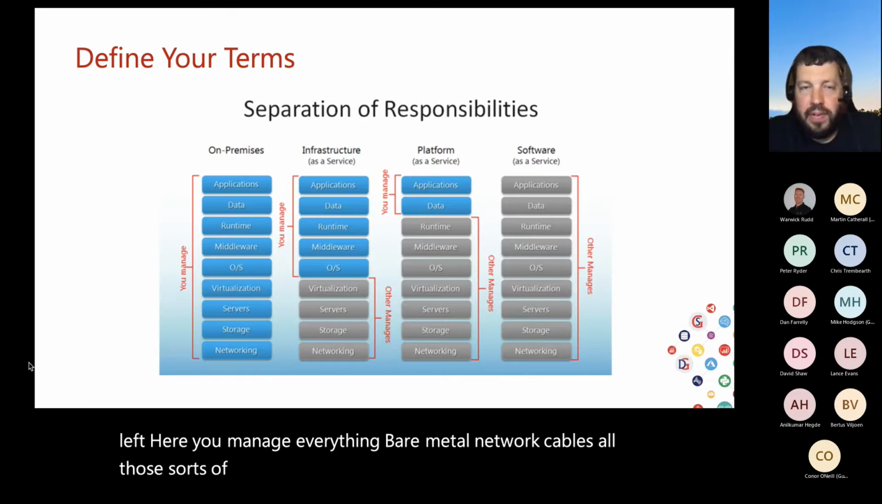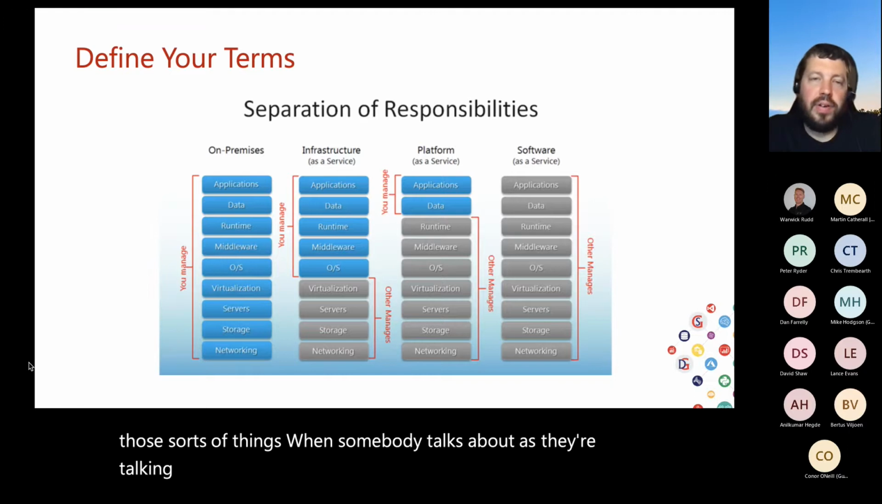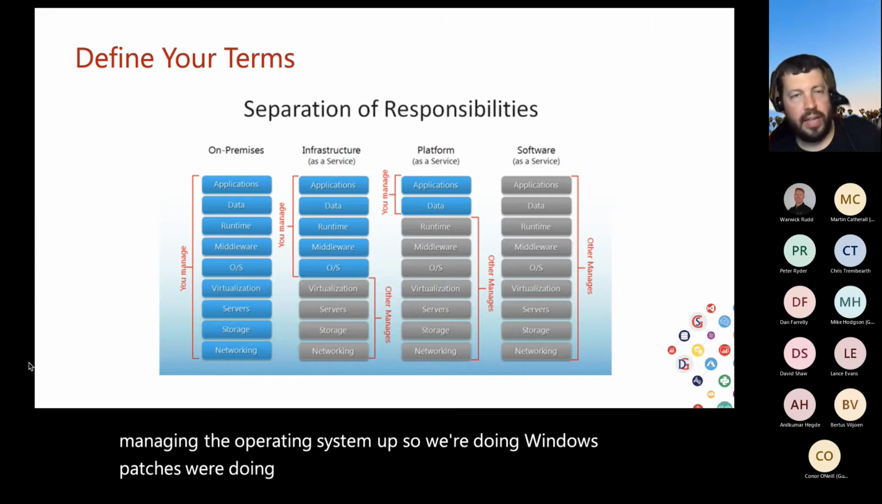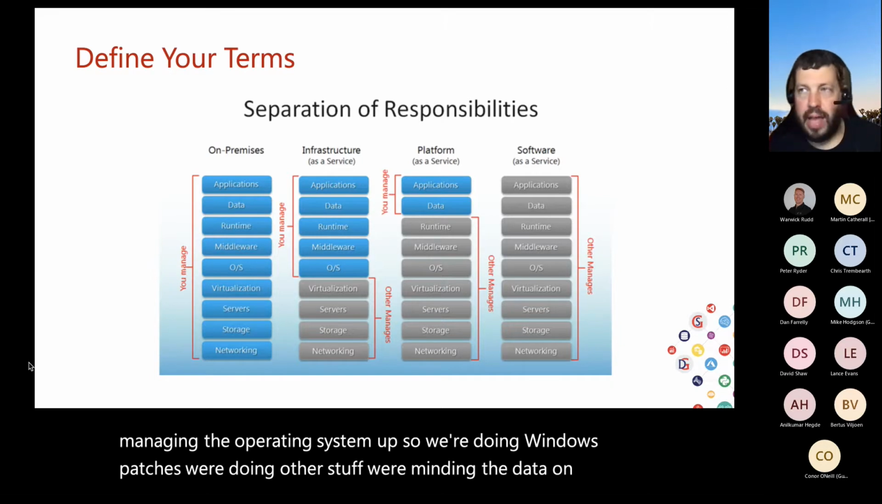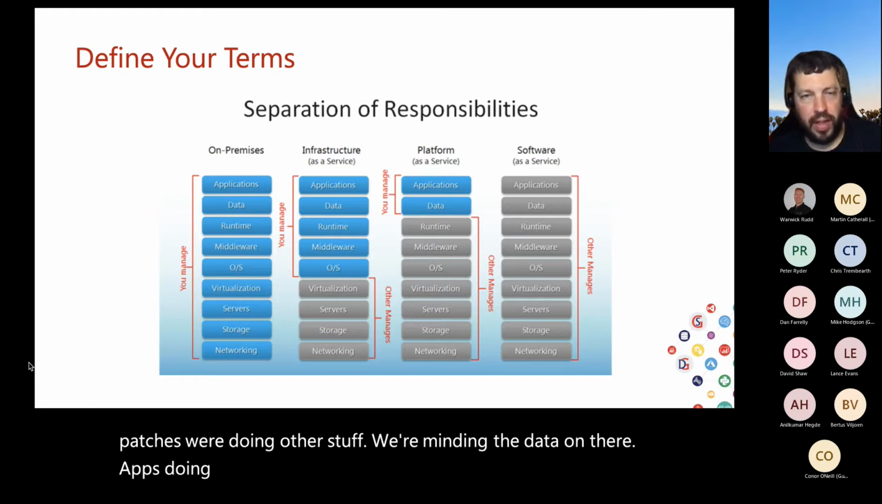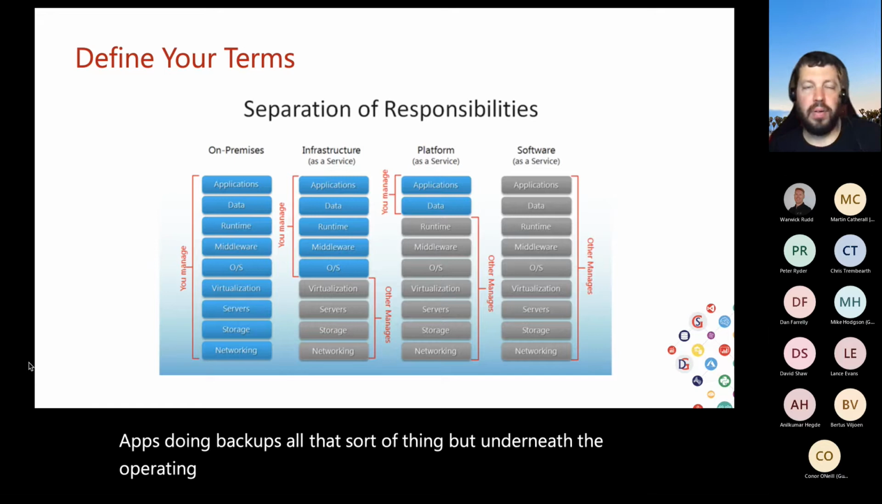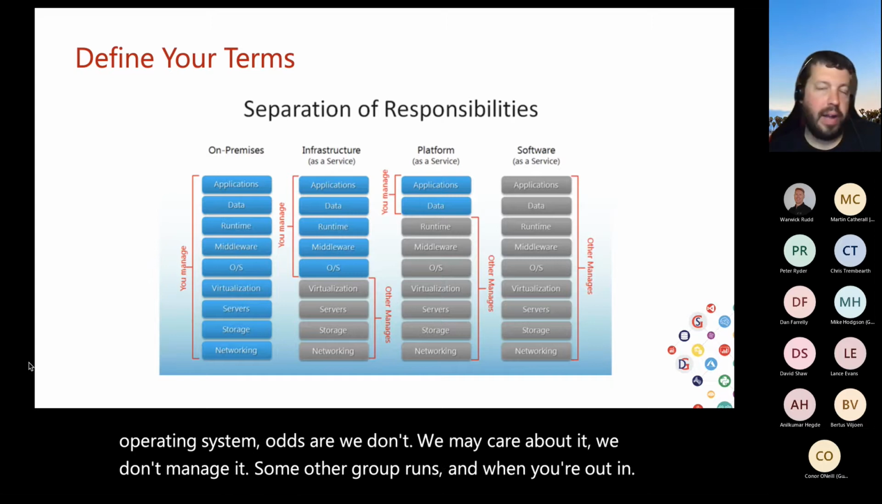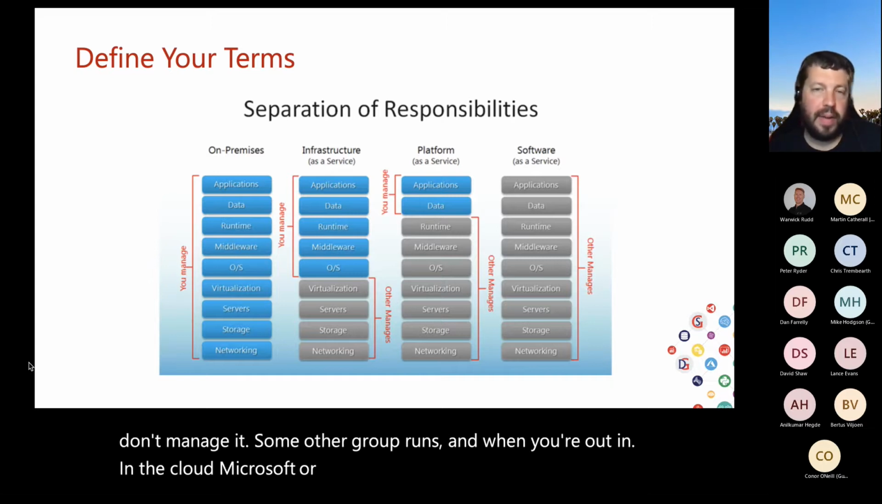When somebody talks about IaaS, they're talking about infrastructure as a service, and it looks like this. We're managing the operating system up. So we're doing Windows patches, we're doing other stuff, we're minding the data on their apps, doing backups, all that sort of thing. But underneath the operating system, odds are we may care about it, we don't manage it. Some other group runs that. And when you're out in the cloud, Microsoft or Amazon or somebody manages that.